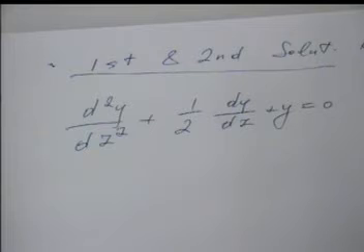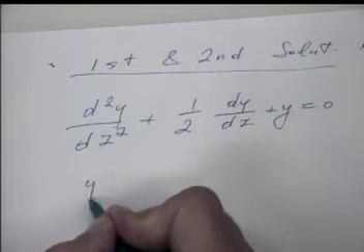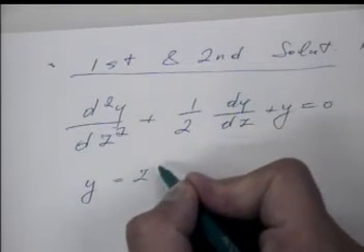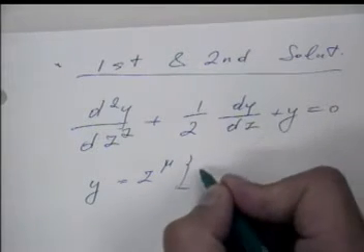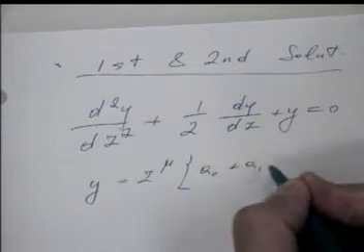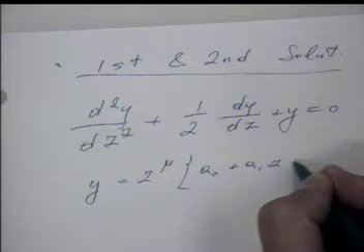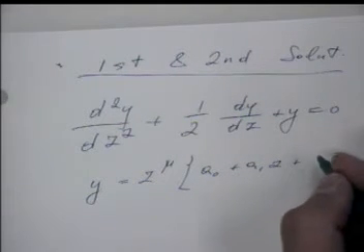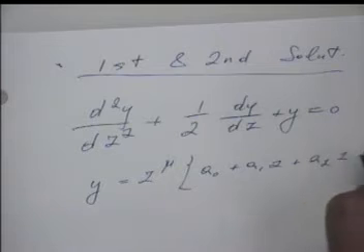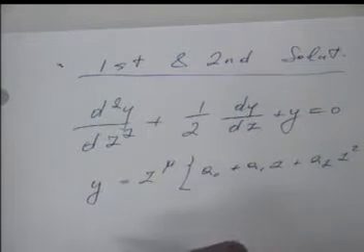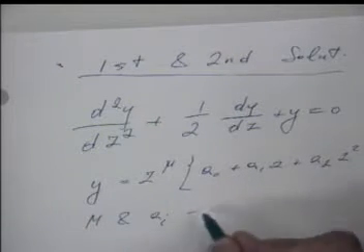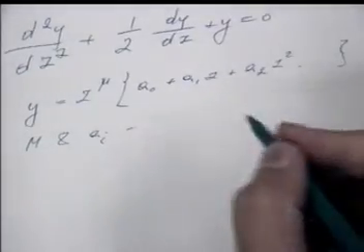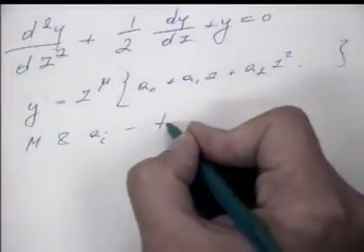It was solved using the power series, which has a form of y equals z to the power mu multiplied by the series, which has the form a0 plus a1 z plus a2 z to the power 2 and so on, where mu and a are the coefficients which are to be determined.